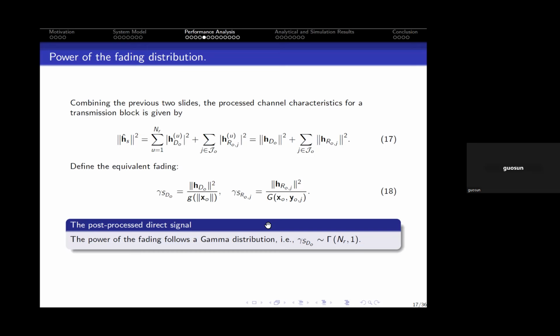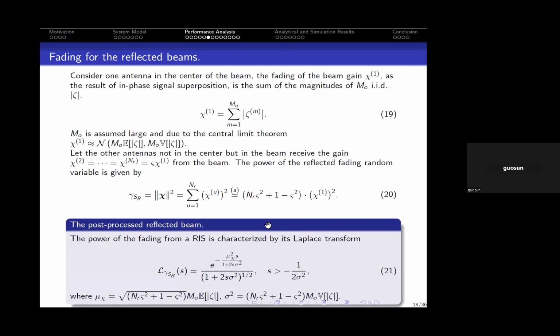This can be assumed as background knowledge, but for the reflected beams, we need some careful attention. There are very few established results. What we did in our research is we say the composite fading is the sum of many small-scaled product fading. Then, because this beam is formed by many small antennas, you can use the central limit theorem to approximate this chi for this one antenna.